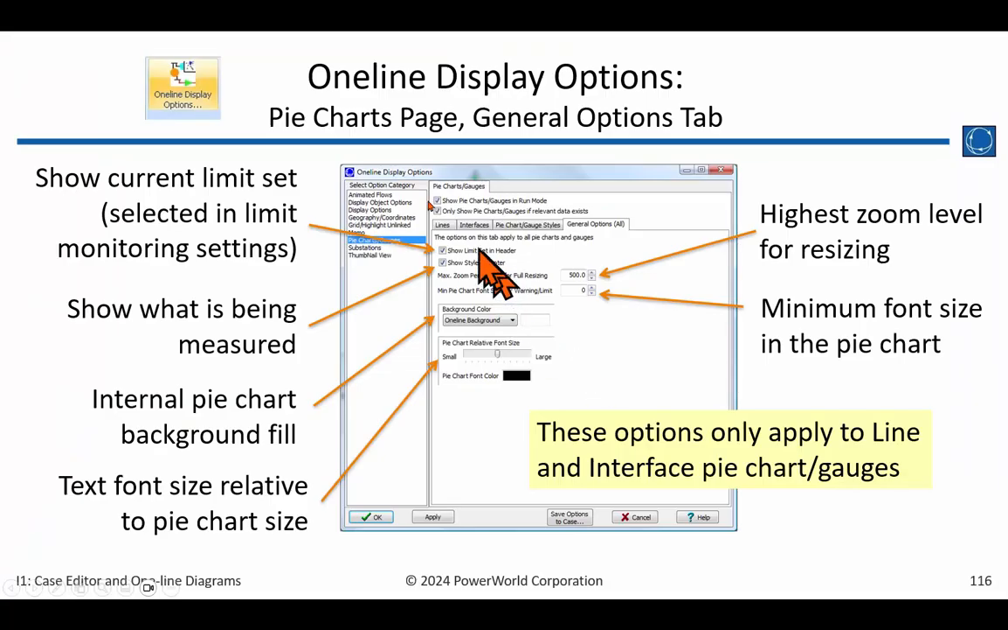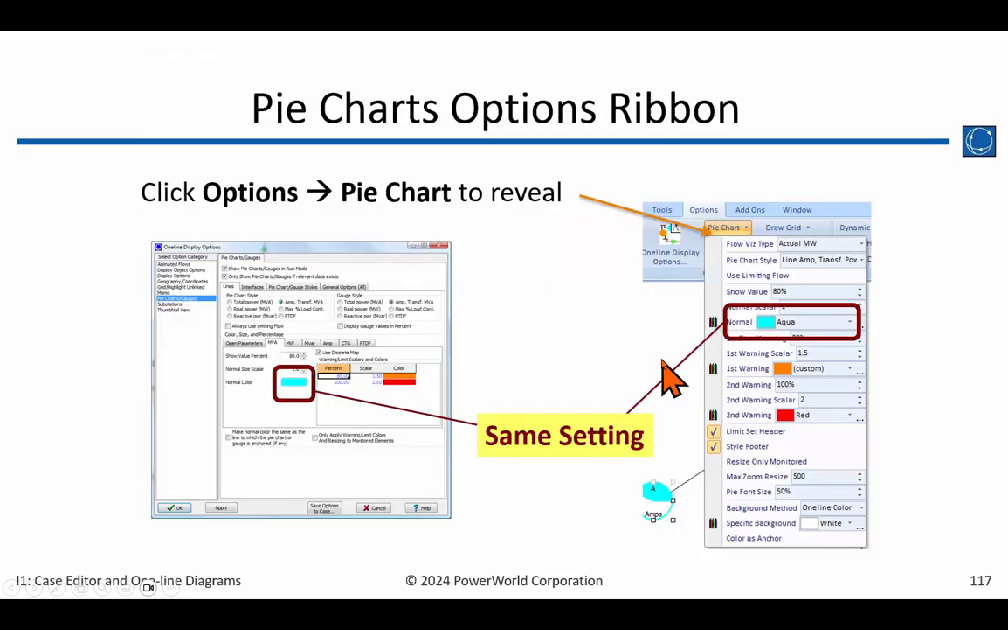And this next slide just describes if we navigate over from pie charts and gauges, there's a tab called General Options, and some of those options are just described here on the slide. This next slide just describes that for the pie chart options and for several other options, if you don't want to go into the dialog and you prefer just to grab some of these options off of the menu ribbon, you can do that. So let's switch back over to Simulator. I'll show you where that is.